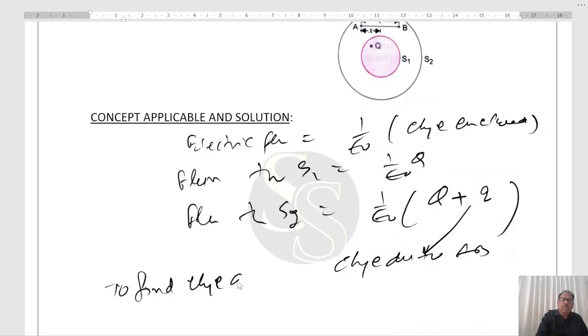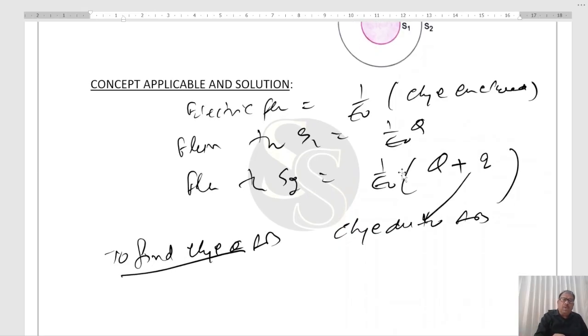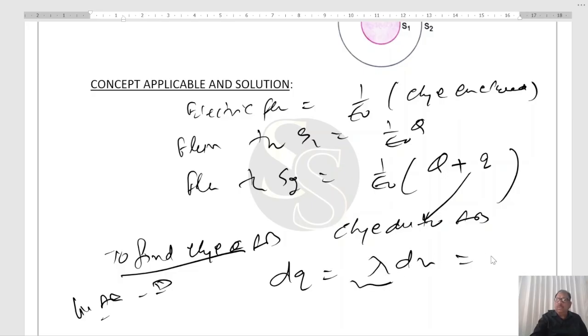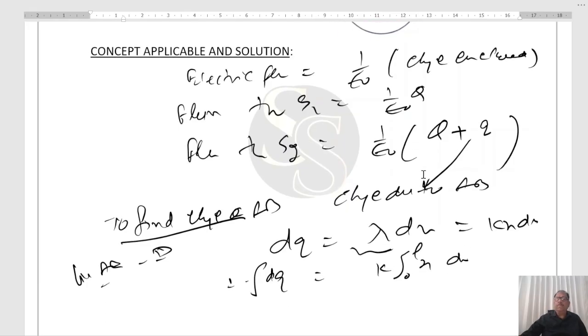Now, our purpose is to find the charge on AB. Because the line AB is a one-dimensional object, dq will be equal to lambda dx. The linear charge density is given as kx, so dq is kx dx. Therefore, the total charge q will be the integral from 0 to L of kx dx, which comes out to be kL square by 2, that is q.